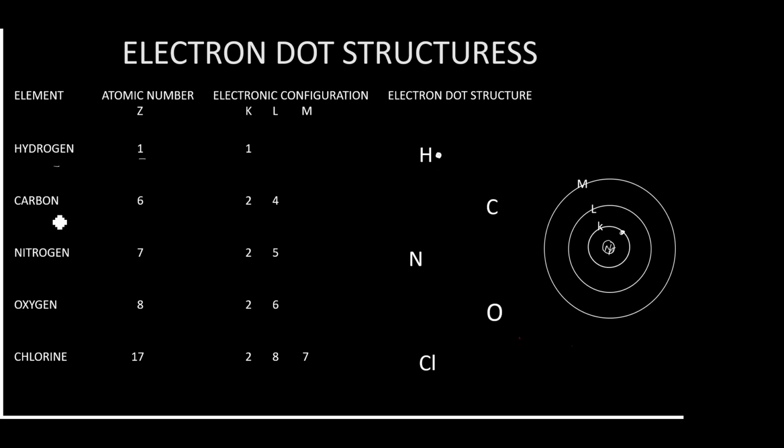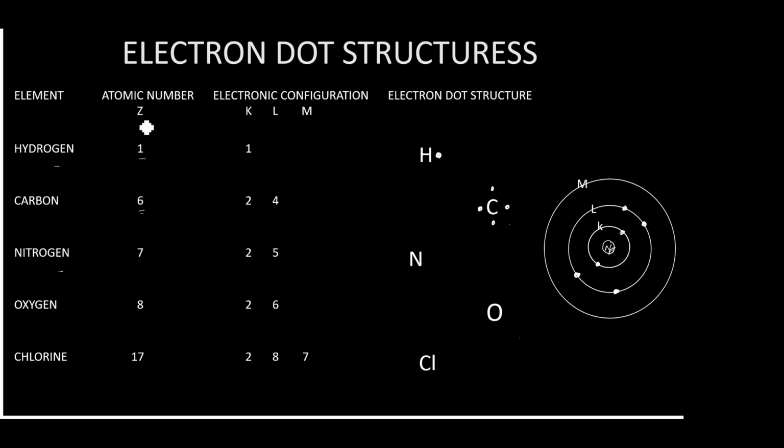Another example, carbon. The atomic number of carbon is 6. The first shell contains 2 electrons, and the next L shell contains 4 electrons. So in the Lewis dot structure, we will show the 4 valence electrons. Electrons are shown by dots. So this is the Lewis dot structure for carbon.